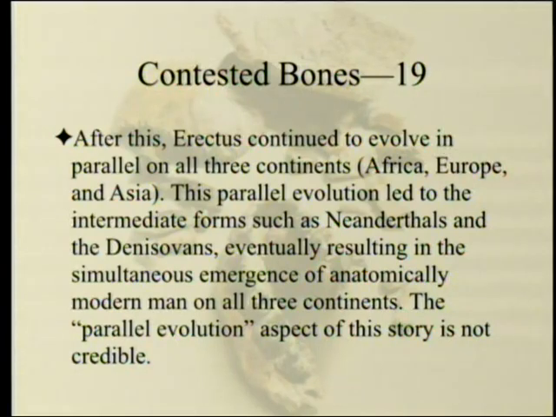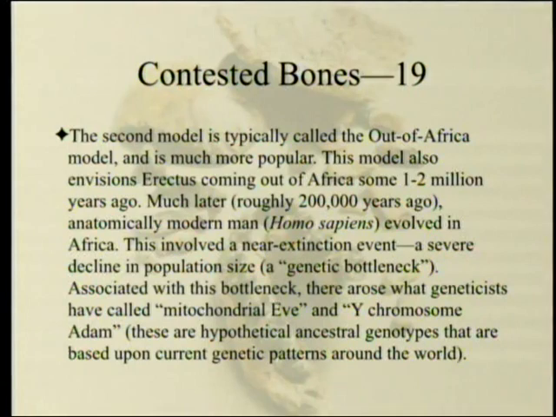Think about this. We didn't evolve once. We evolved 3, 4, 5 times maybe, the same way, which is interesting for a theory. The parallel evolution aspect of this model, they simply say, is not credible. The second model is typically called the out of Africa model and is much more popular. This model also envisions Erectus coming out of Africa some 1 to 2 million years ago and then spreading all over. Much later, roughly 200,000 years ago... Why? Because of genetics.